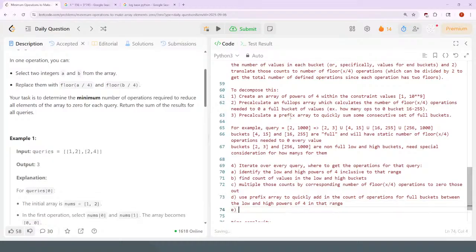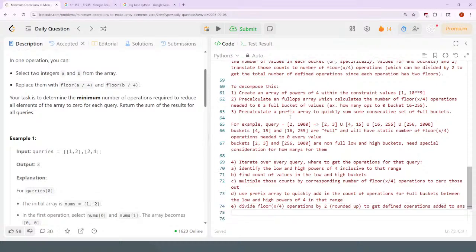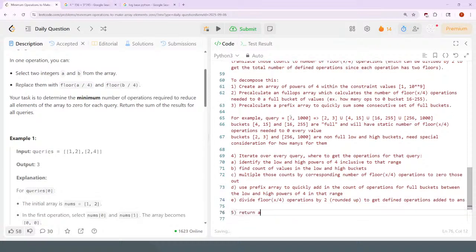And then divide the operations by 2, rounded up, to get the defined operations, added to the count, add to the answer. Return the answer after.